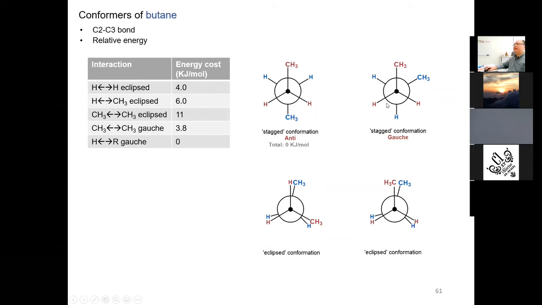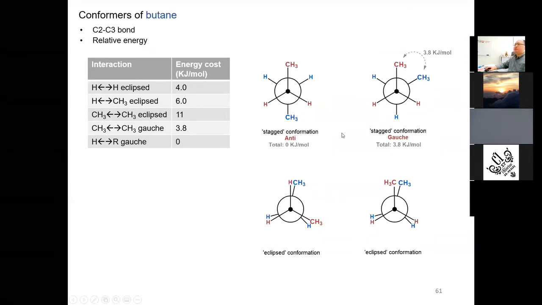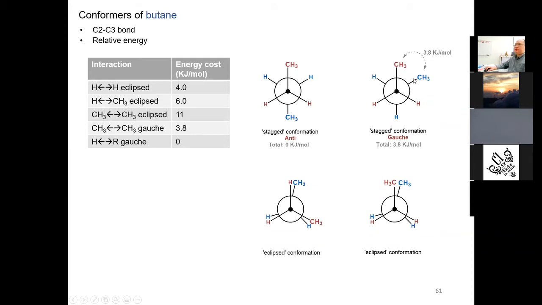Another staggered conformation, gauche, we learned is less stable. It's because of the methyl-methyl interaction. The methyl-methyl gauche is 3.8, so we have 3.8 here. But all the other gauche interactions contain hydrogen, so there is no energy cost in the rest of the molecule. So the total energy would be 3.8.